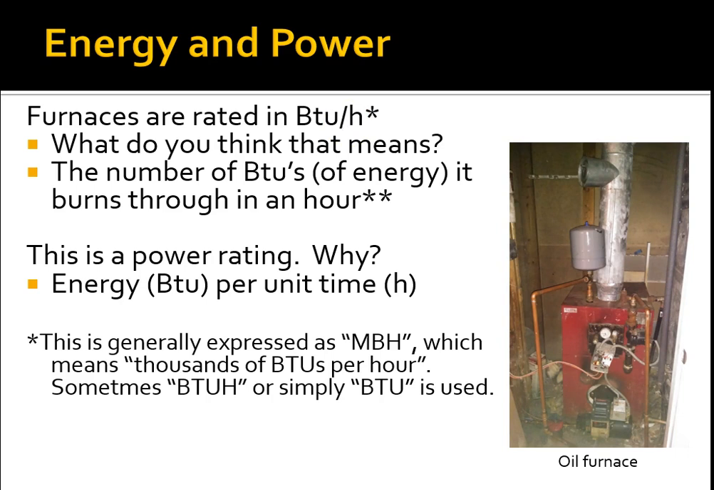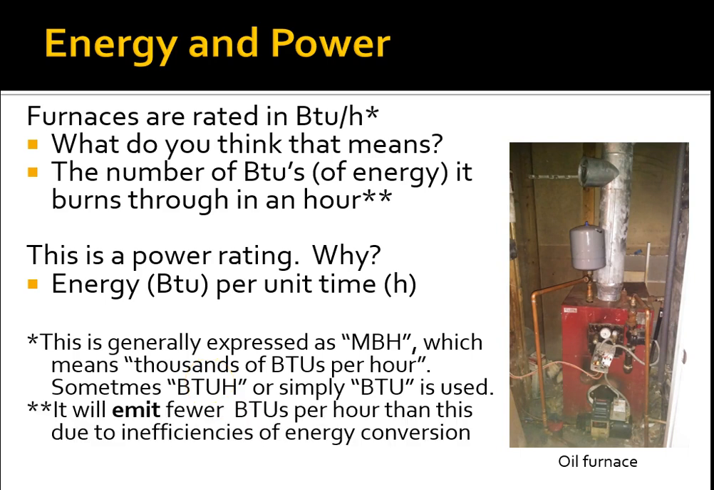Just to be very clear, so you understand the terminology that's normally used, usually they'll be expressed, an MBH means 1,000 BTUs per hour. So a 100,000 BTU per hour furnace would usually be referred to as a 100 MBH furnace, just so you know. Sometimes they'll use BTUH or simply BTU. So if someone says I have a 100,000 BTU furnace, they really mean BTUs per hour.